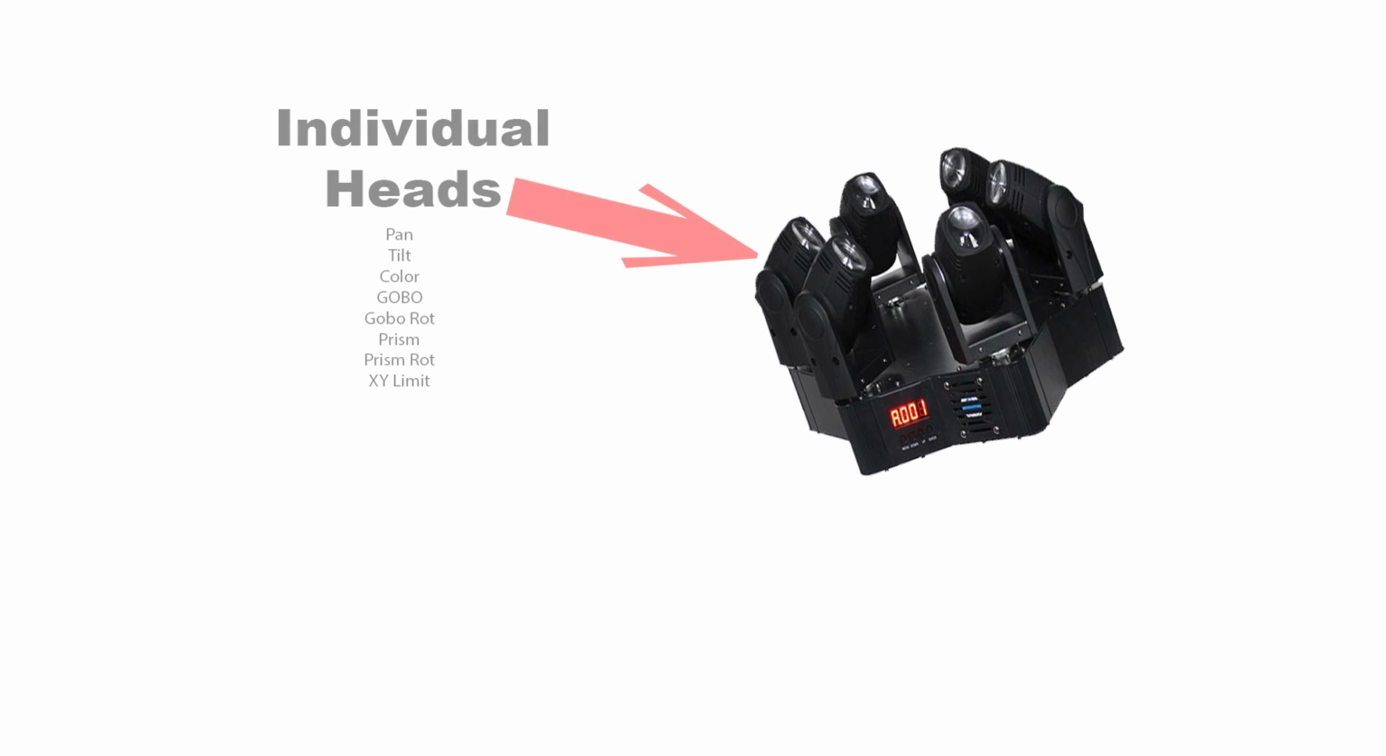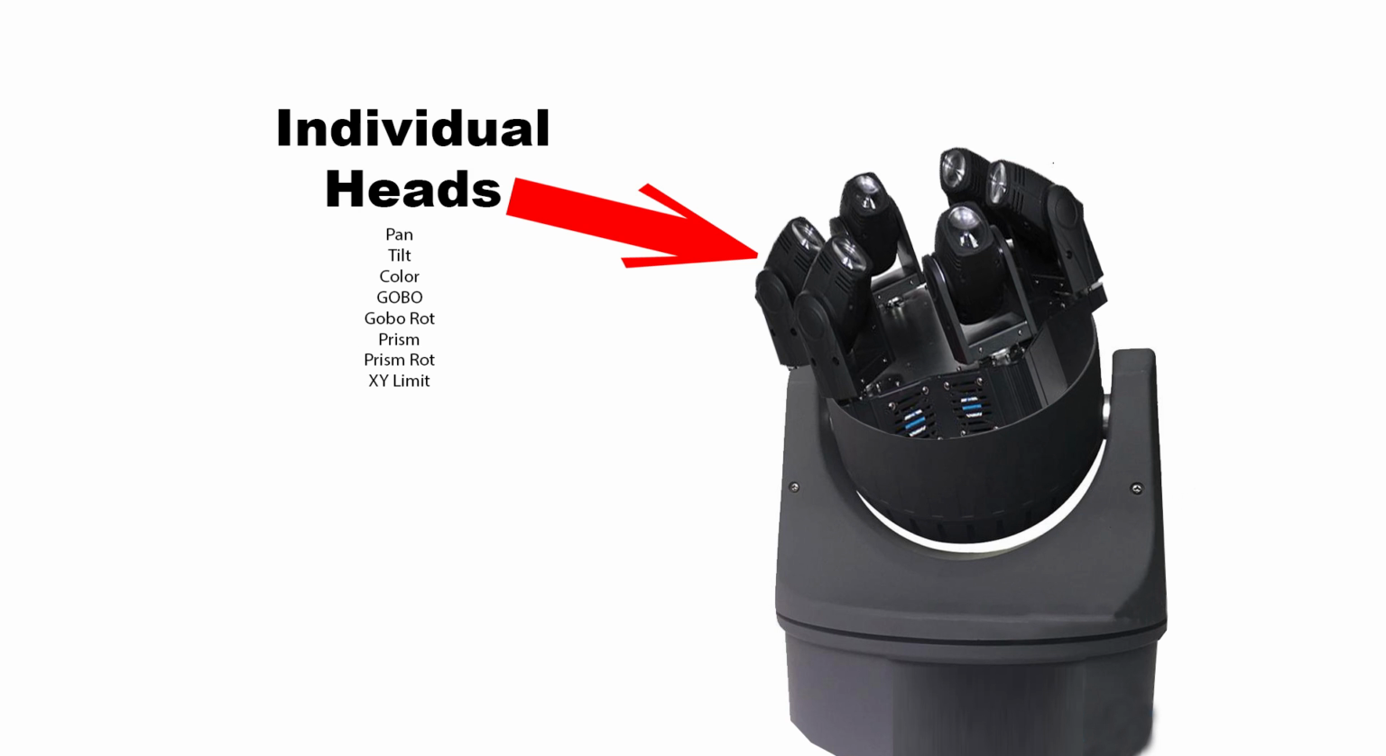First, let's take a look at this cluster of moving heads. There are 6 individual heads, and we're going to assume that the profile allows them to have individual control. Now, with each individual moving head, you can control the pan, tilt, color, gobo, gobo rotation, prism, prism rotation, and the XY limit, meaning how far that moving head can actually really turn around or what area it's going to cover.